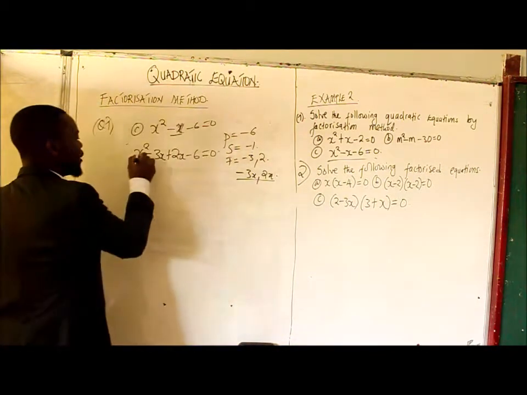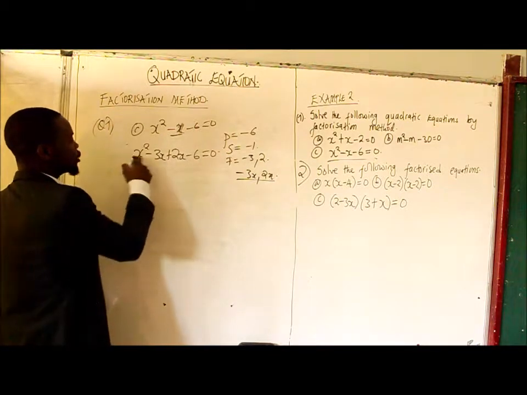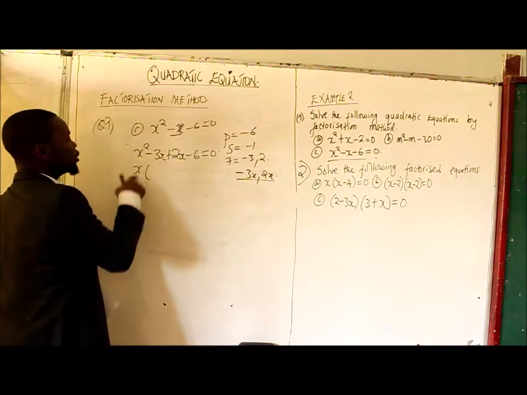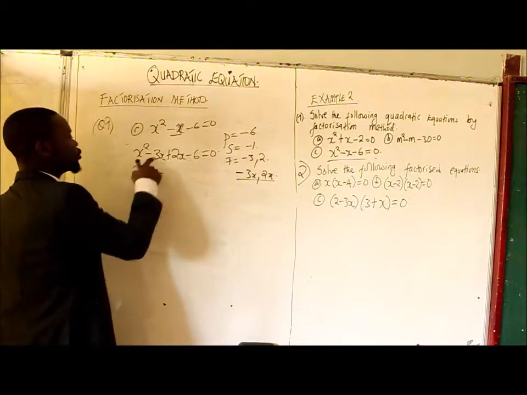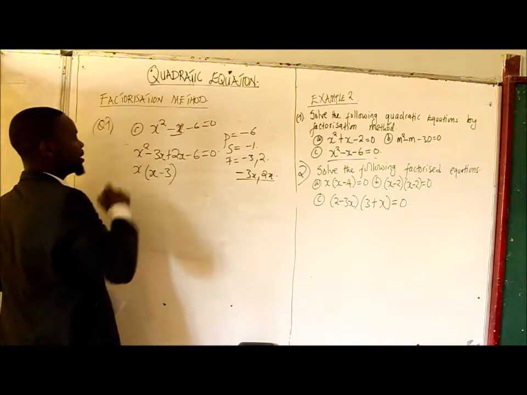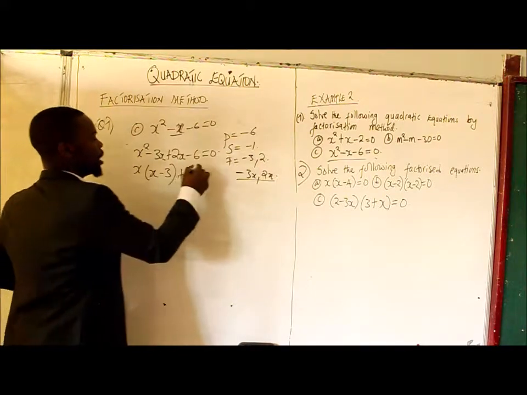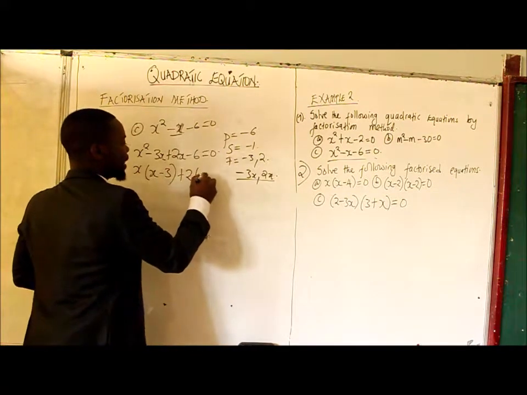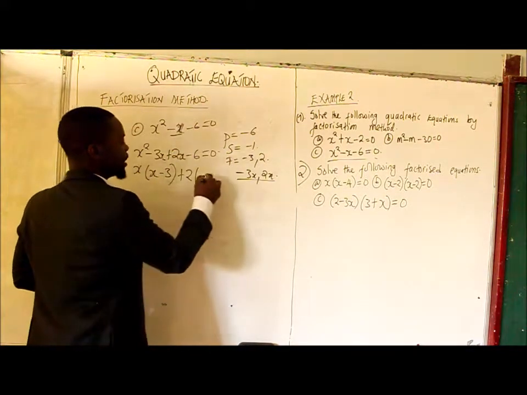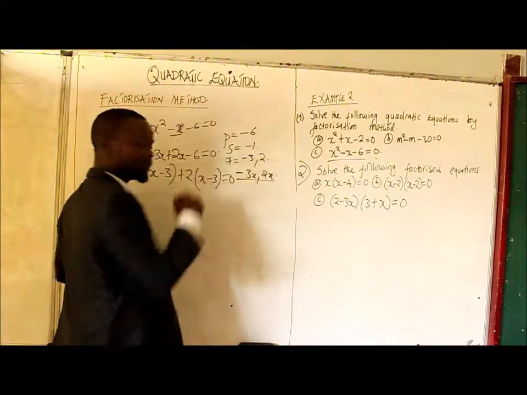From here, we must group them. Let's group them. We have got x squared minus 3x. What is common here? x is common. x into x squared is x, minus x into negative 3x is negative 3, which is this. Then plus, what is common here is positive 2. 2 into 2x is what? It's x. 2 into negative 6 is what? Negative 3 is equal to 0.